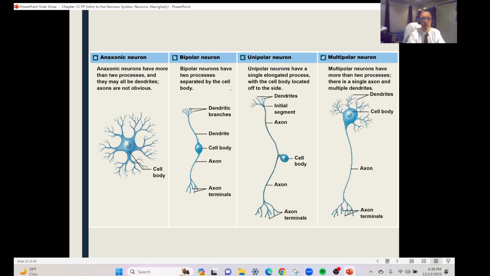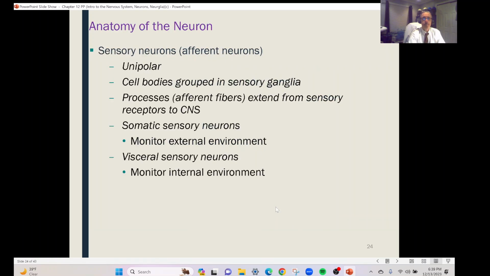What am I saying by that? If we go to the unipolar neuron, right, these dendrites here would be out in the body, let's say in the skin, and now the axon is going to head towards the spinal cord, and then these telodendria and axon terminals would be in the spinal cord.